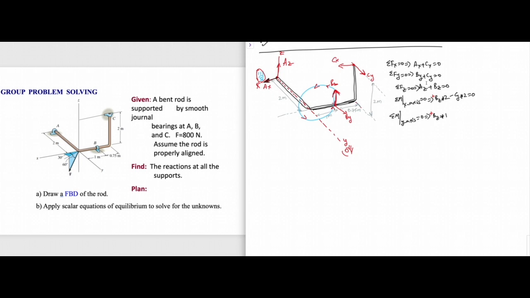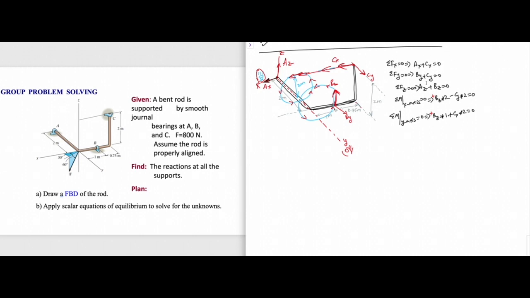What about CX? The line of action of CX is like this, and it is above y-axis by 2 meters. So CX will have an effect like that, and its direction is like this. How did I come up with the direction? Because CX is going to the left. So see, the line of action of CX is like this. We have to follow the arrow. That means it is also counterclockwise. So CX times 2. I will write this as positive CX times 2, and that's it, equal to 0.